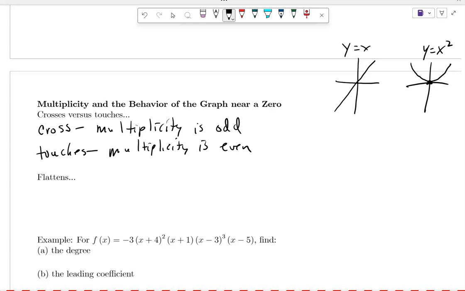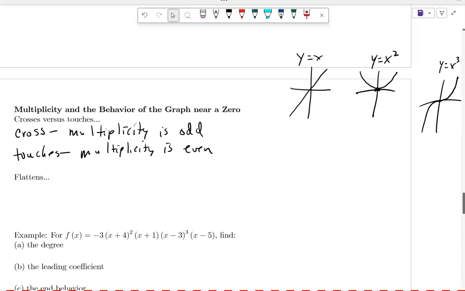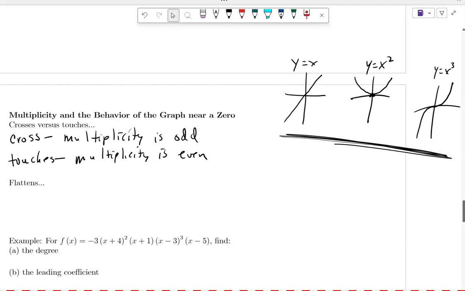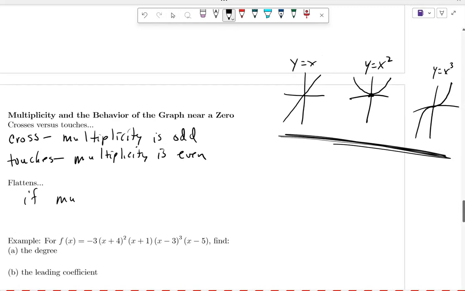Okay? What about the flattening? Well, looking at the 3 examples that I drew before we started, where's the only one where it doesn't flatten? Which one of those didn't it flatten at the 0? The y equals x, right? The other ones it flattens there, doesn't it? Okay? So it flattens if the multiplicity is greater than 1. Doesn't matter if it touches or crosses. If that multiplicity is greater than 1, then it flattens. Okay.